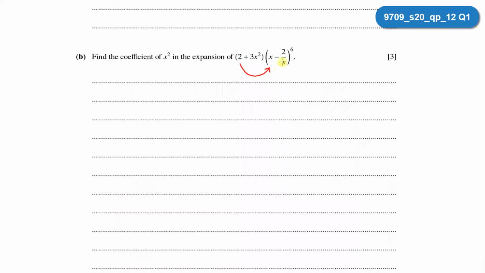So what kind of term should 2 multiply in the second bracket to give us a term in x squared? So we know that it should be a term in x squared. So it's 2 times a term in x squared.